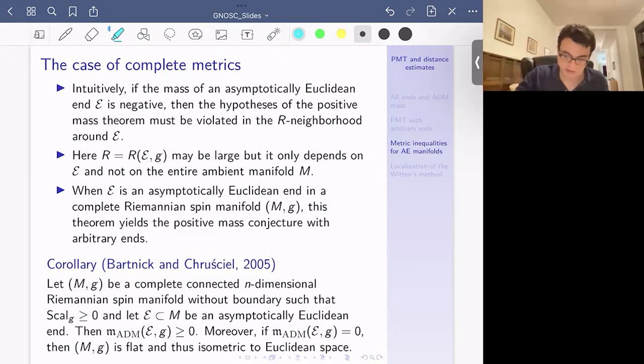So if you start with something which has negative mass, then you can find a number such that in an R neighborhood of this asymptotically Euclidean end, if you assume that the manifold is spin and the scalar curvature is non-negative, then you get a point of incompleteness, and this is what happens in the case of a Schwarzschild space with negative mass.